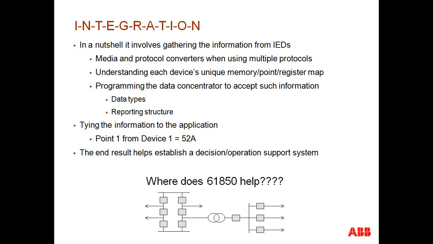So it's not just about the list of points that are available, but also the format of each one of those points, and the behavior of each one of those points, which will vary from manufacturer to manufacturer. And then once we have this, it's about programming your data concentrator to accept such information. So again, data types, data formats, and reporting structure are things that need to be defined as part of this. And as you can see in both Modbus and DNP, although we're defining data types and mechanisms to report the information, we're not being very specific as to what is the configuration of the information and what is the association between that information and the application.